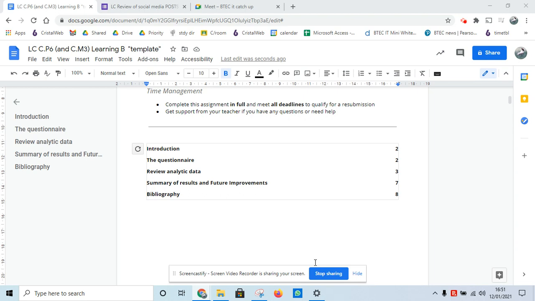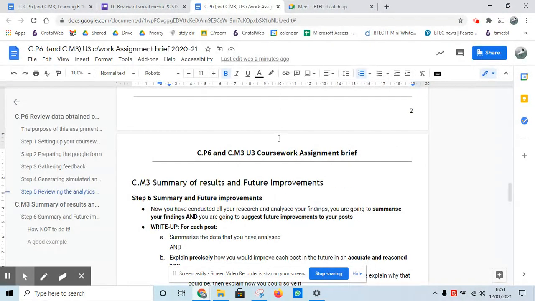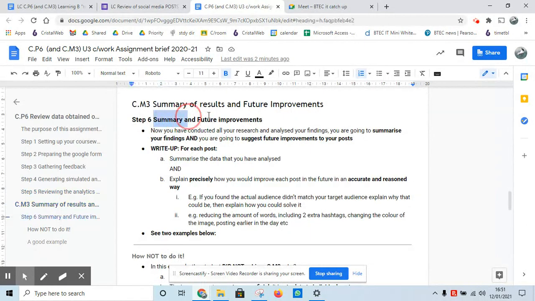Okay, so now you're coming to the last part of this task. You've got the assignment brief, so please make sure you read it. And what you're looking at is this part of the assignment brief. So it's the summary and future improvements. And this is a merit task that you are writing.